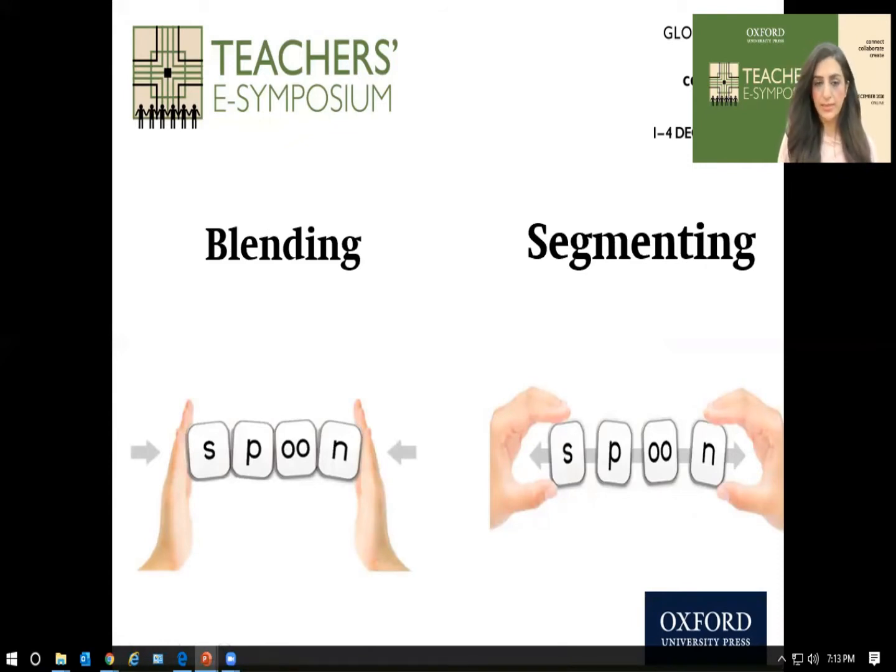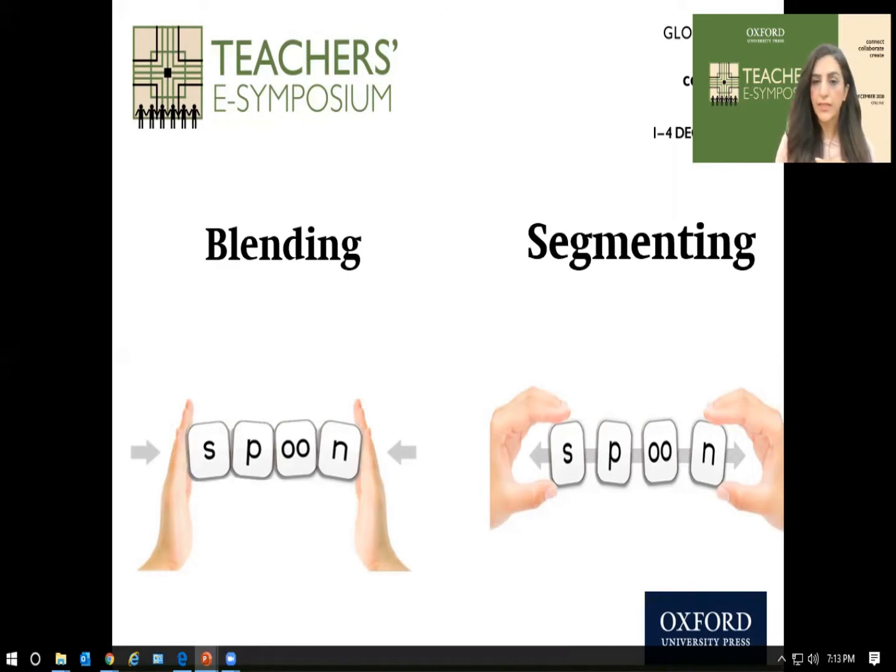Blending is synthesizing sounds. So you have individual sounds and you push them together, or blend them, or synthesize them to be able to read words. And segmenting is the opposite. So we stretch a word and we try to identify individual sounds within the word. So for instance, let's look at this example. If we were to read the word spoon, then we will have to identify individual sounds and push them together. So s-p, oo, n, spoon, spoon. So when I push those sounds together, I can read the word spoon.